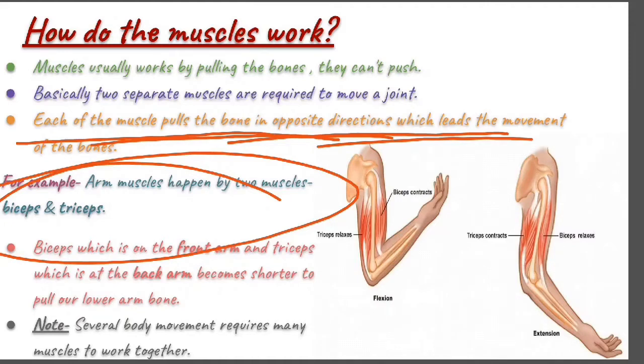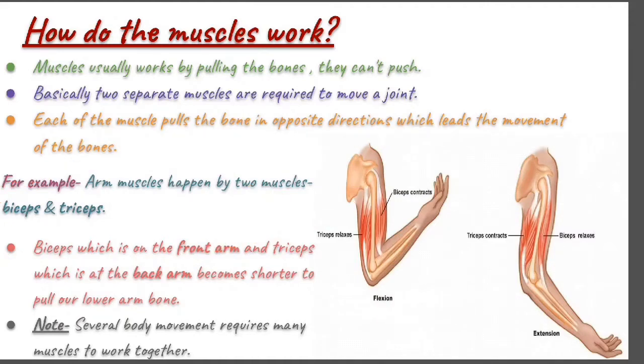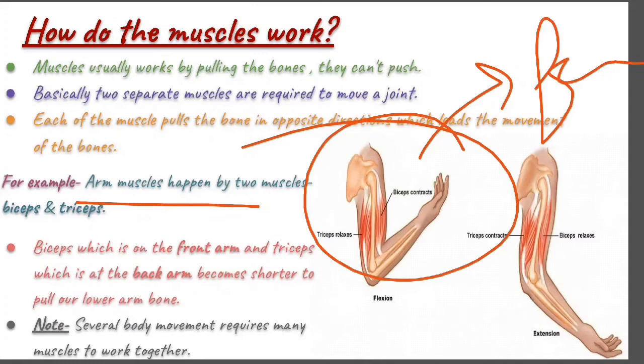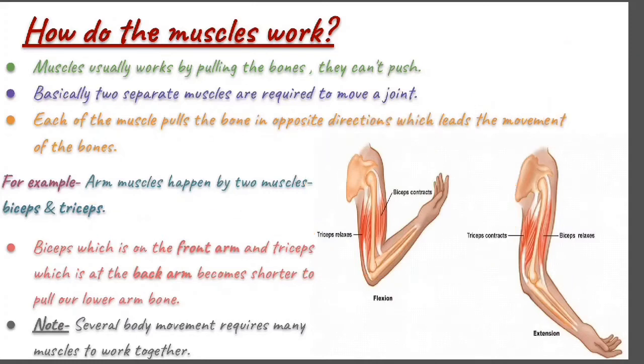Now how is it happening? Let's take an example. This is an example of arm muscles. Arm muscles are the muscles which exist in your arms, that is, in all 4 limbs. The arm muscles have two muscles, the biceps and the triceps.